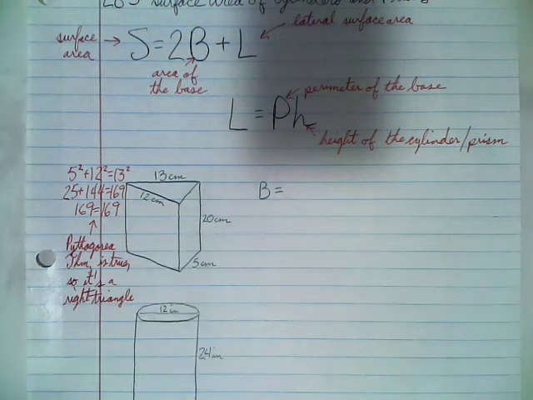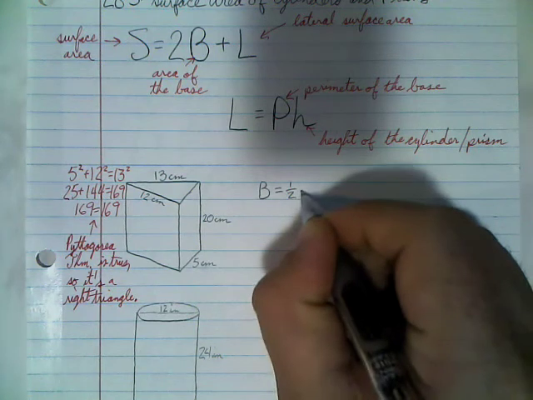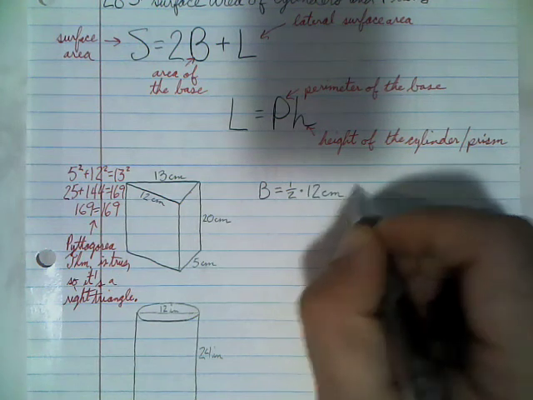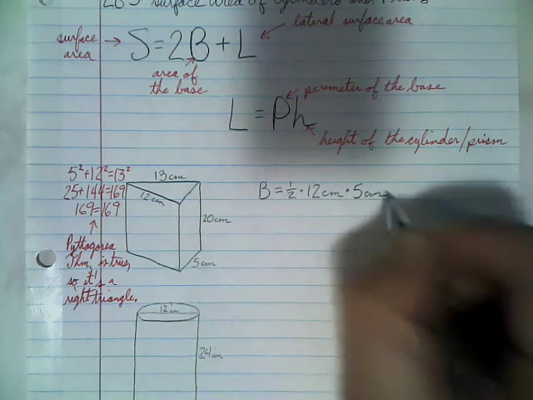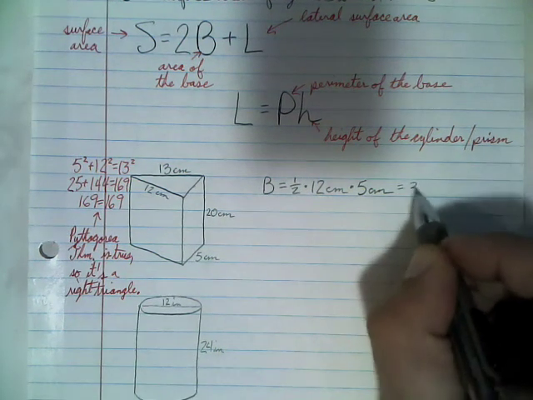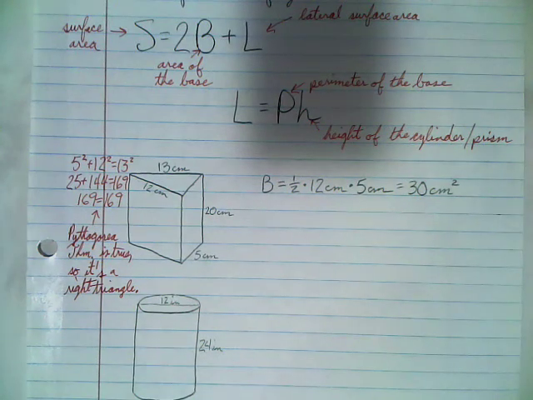And since it is a right triangle, that means the two legs make the right angle. So 5 centimeters and 12 centimeters are my two legs. One of them will be the base and the other will be the height. So again, area is 1/2 times base. Let's make the 12 centimeters the base, times 5 centimeters as the height. Half of 12 is 6, times 5 is 30. So 30 square centimeters is the area of my base.